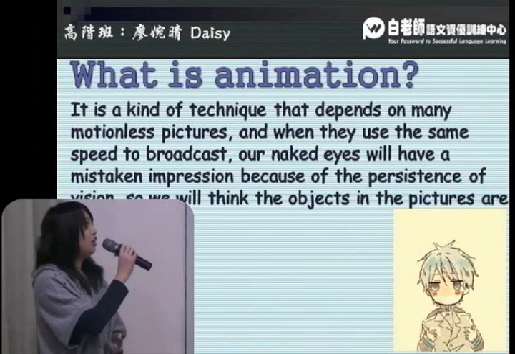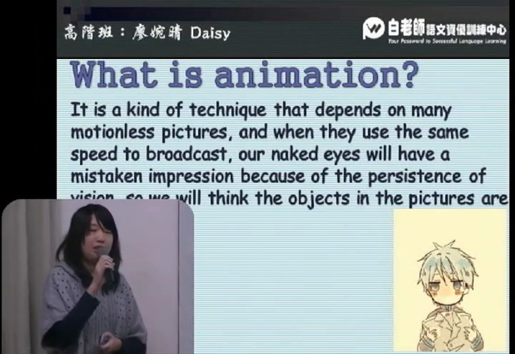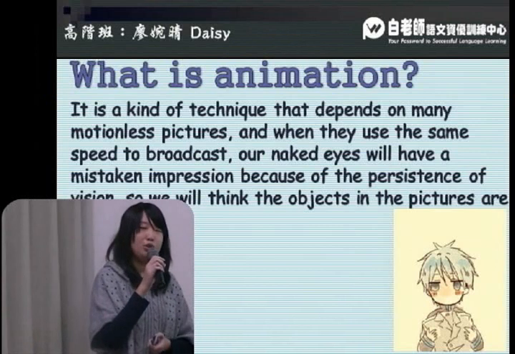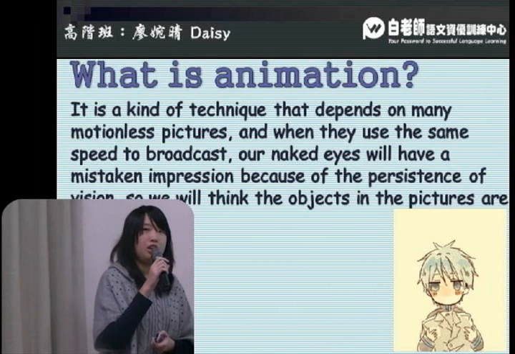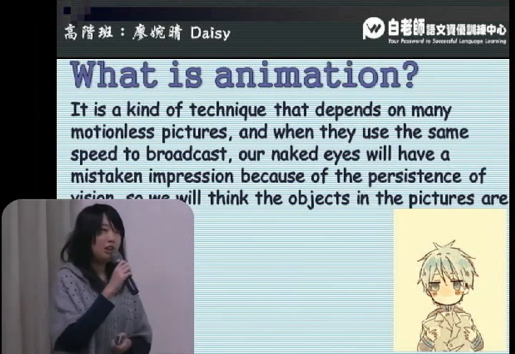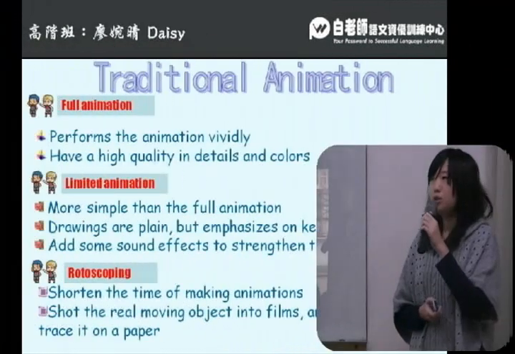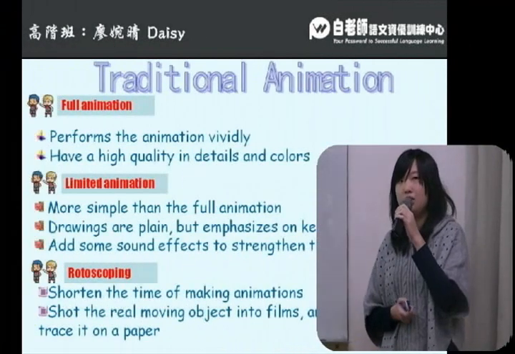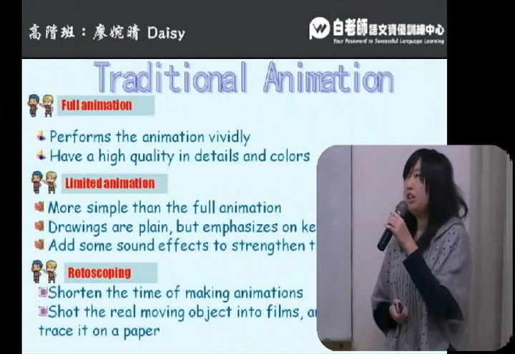Next, what is animation? It is a kind of technique where many motionless pictures are broadcast at the same speed and combined into an animation. Since the 20th century, almost every animation and movie uses this kind of technique.